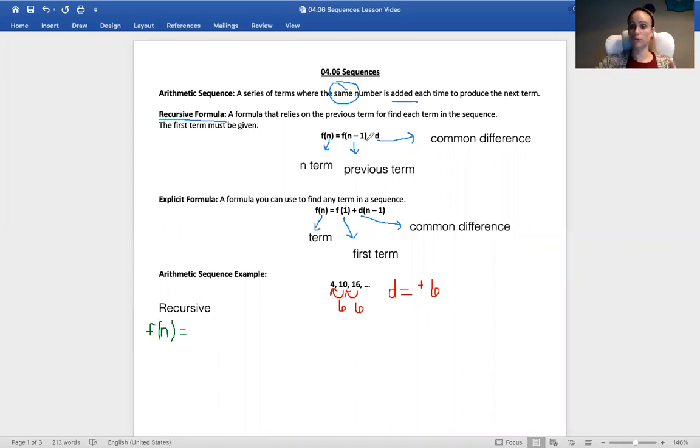And with a recursive formula, your previous term is constantly changing because as you go down the line, you keep using the previous and the previous. So in this example, initially the previous term is 4. But then when you get your 16, your previous term was 10. And if we were to find the 4th term, the previous term would be 16. So that's why it stays f of n minus 1, because your previous term is constantly changing.